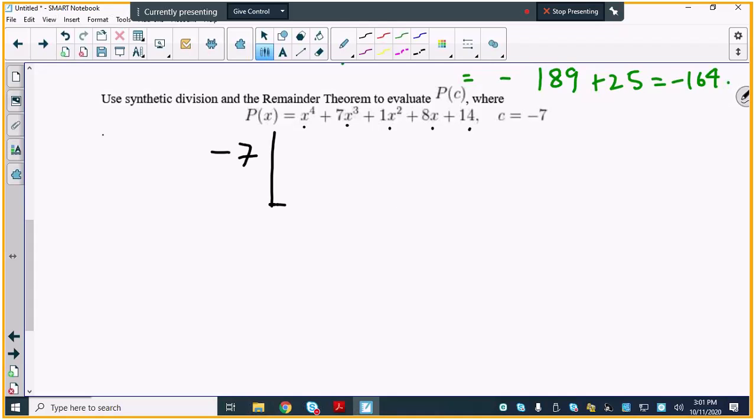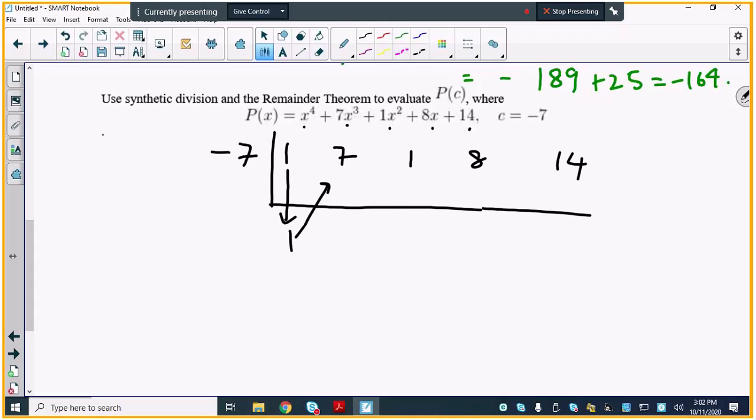Negative 7 is dividing the coefficients 1, 7, 1, 8 and 14. First coefficient doesn't change. Then I multiply negative 7 with 1 and get a negative 7. Write it under the next coefficient. Add them, you get 0. Negative 7 times 0 is 0. So 1 plus 0 is 1.